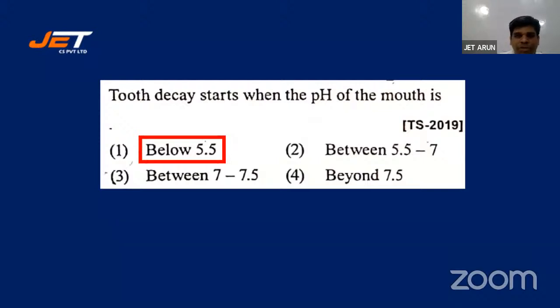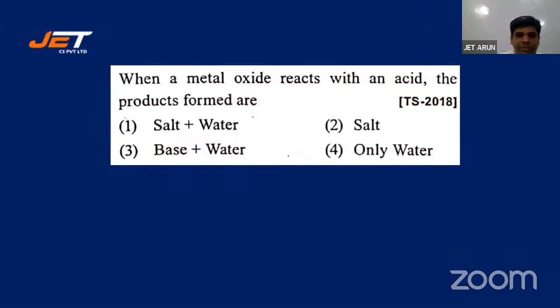All right, next one please. When a metal oxide reacts with an acid, the products formed are, what products are formed when a metal oxide reacts with an acid?